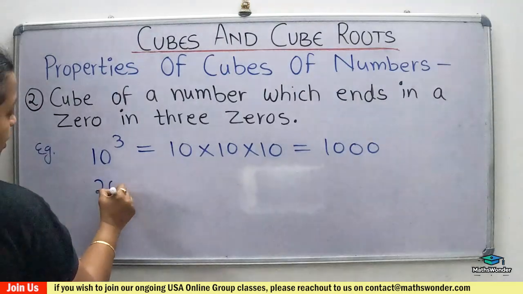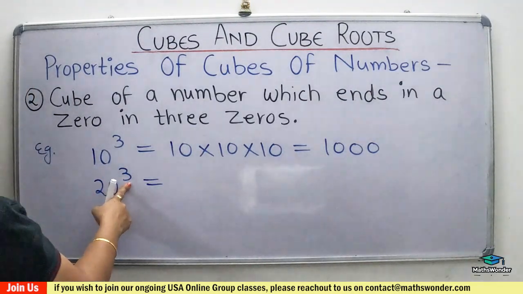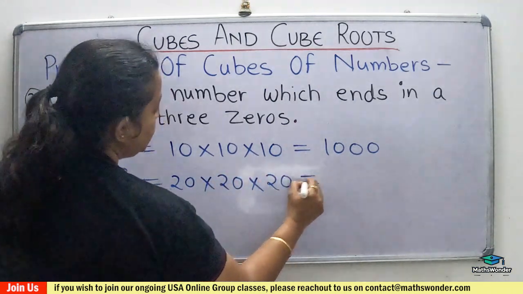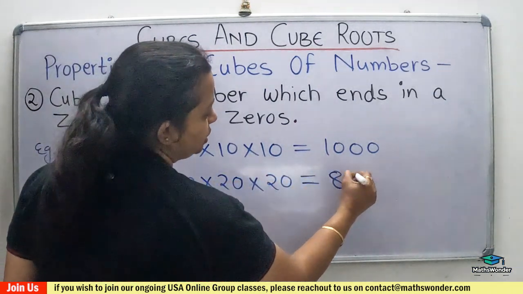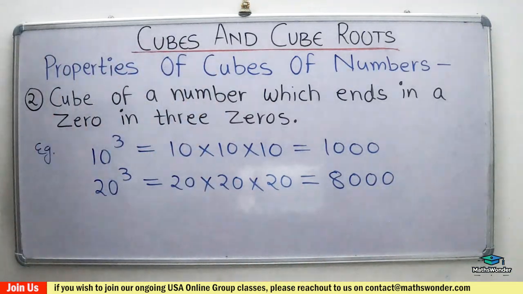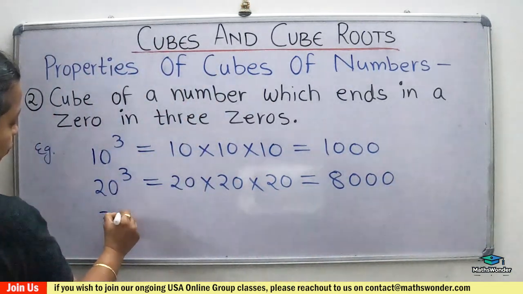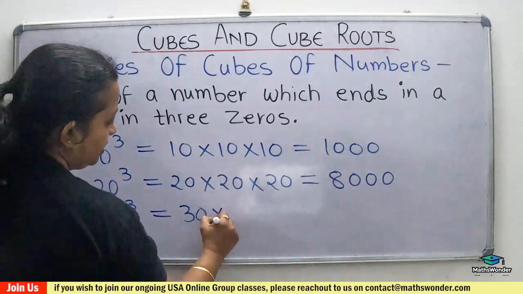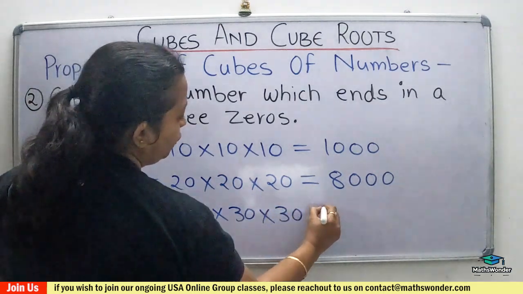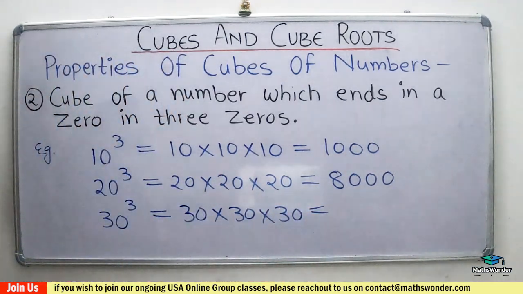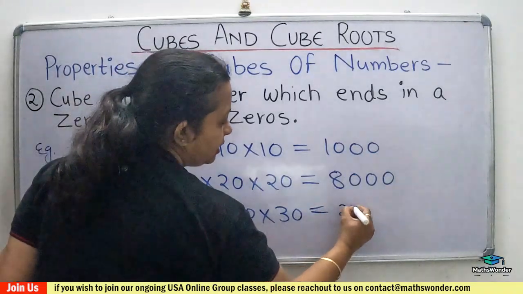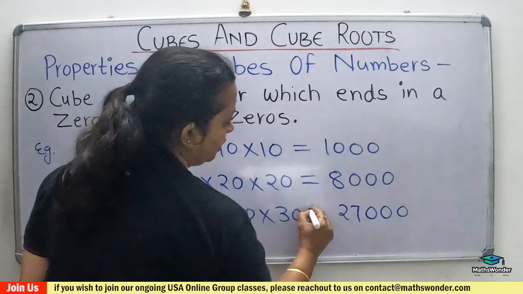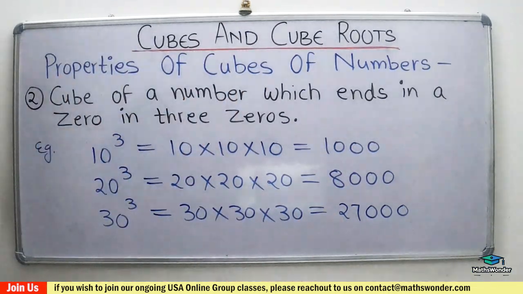Same for 20 cube. So 2 you will multiply 3 times, which will give 8, and the 0 you will multiply 3 times, so it will give 3 zeros. So 8000 is the answer. Same you can find 30 cube. So 3 cube, you know it, right? What is 3 cube? 27. And the 0 you will count three times, because we are finding the cubes. So it's easy to find.